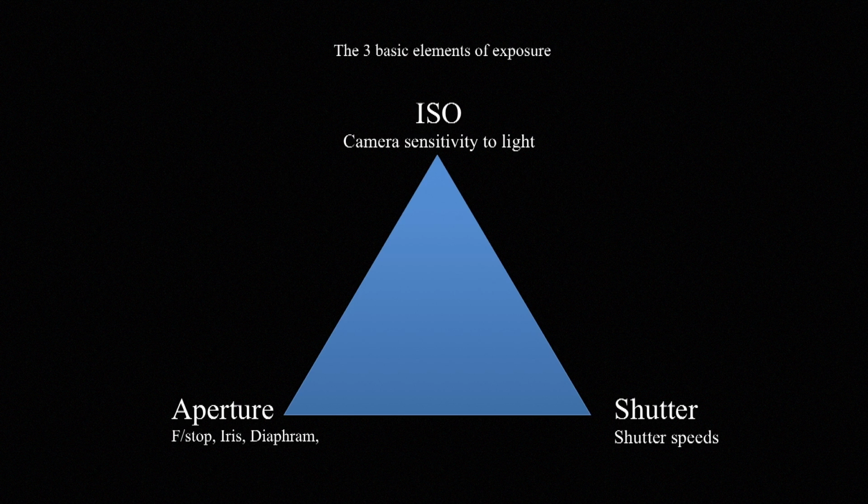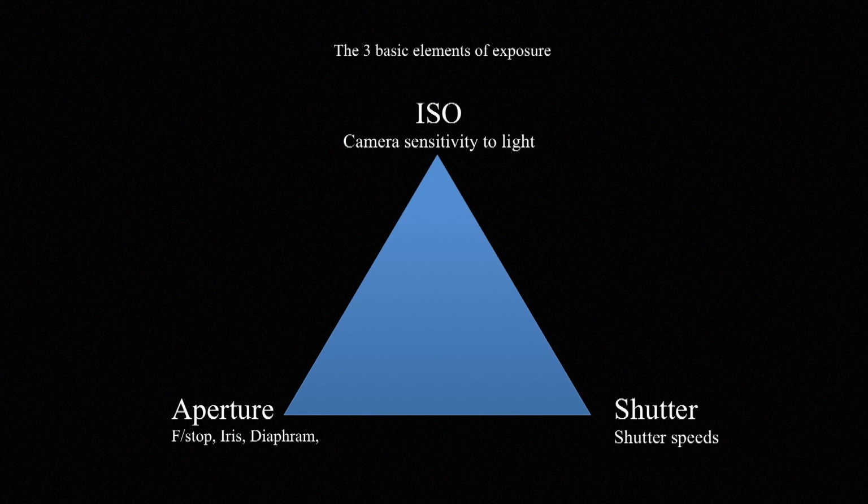This video is about shutter speeds. It's a very short video, and it'll take us right to the heart of what shutter speeds are and what they do. So there are three basic elements of exposure, and they are ISO, shutter speeds, and aperture.